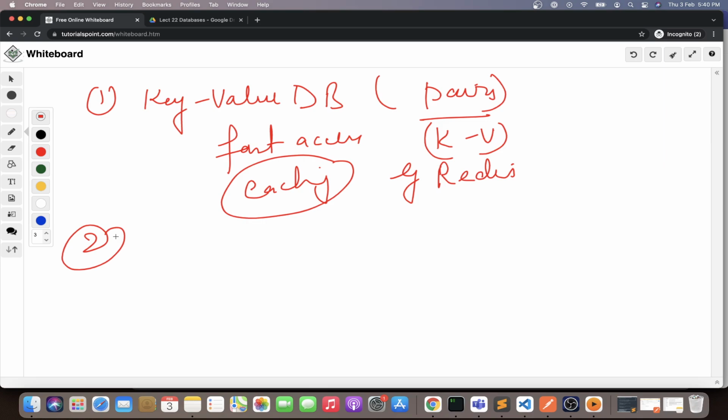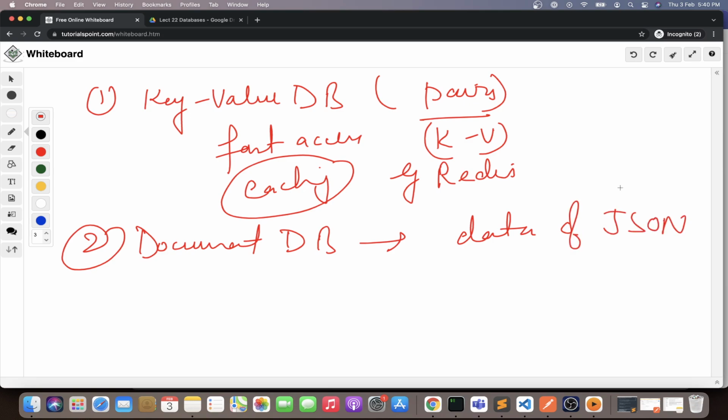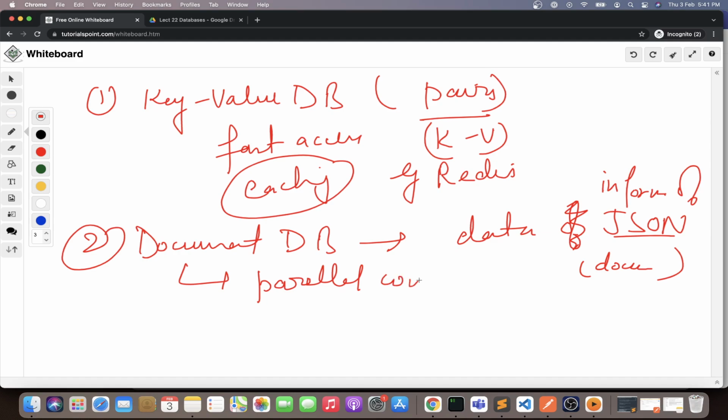The next is the document DB. Here the data is stored in the form of JSON or a document. We generally use them in case of parallel computation. An example of this is MongoDB.